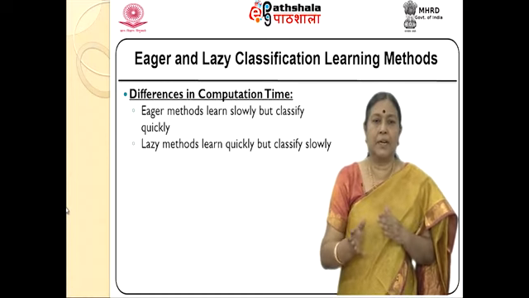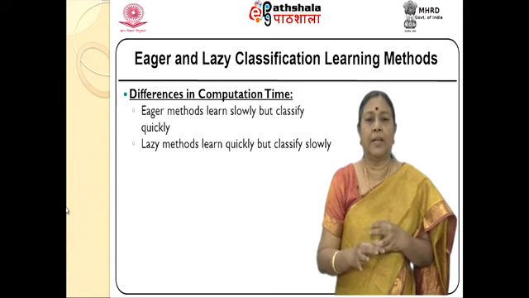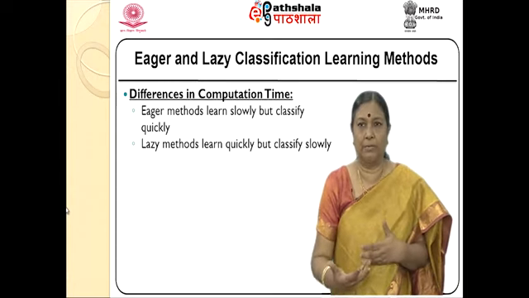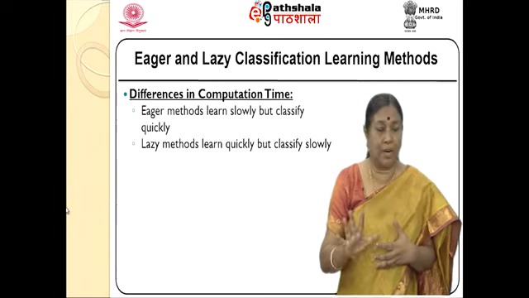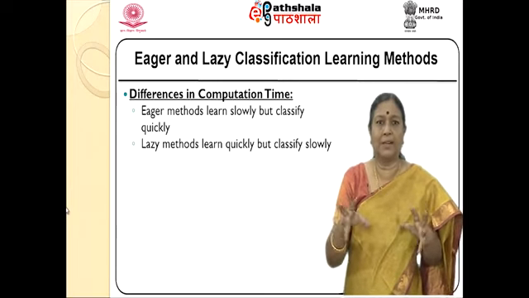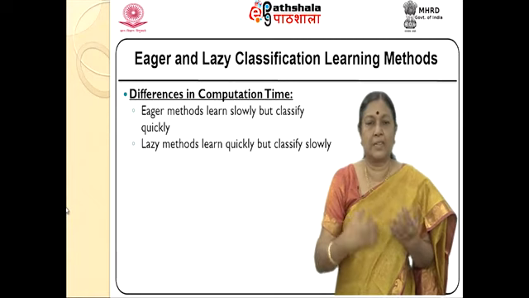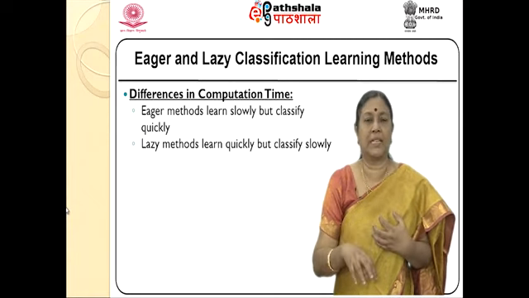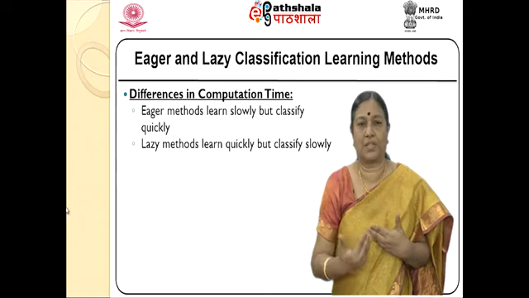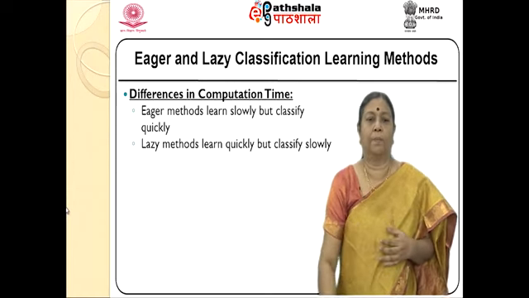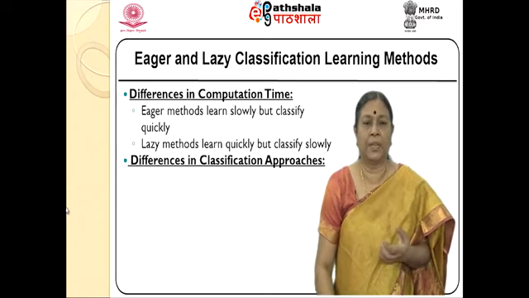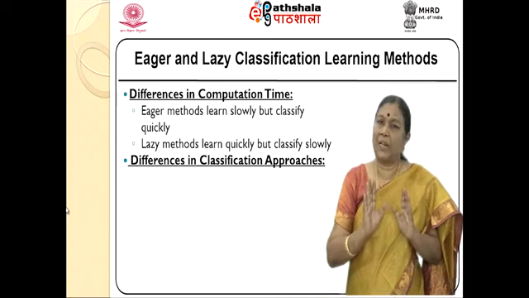Lazy methods learn quickly, but classify very slowly, because learning does not involve building a model, it just stores the data points or training instances. Then, when you are doing the classification, that is the time that it does the processing. So classification, or prediction, is slow.